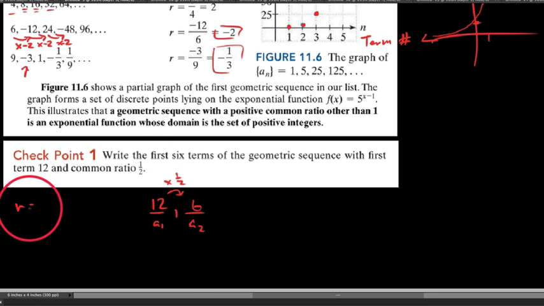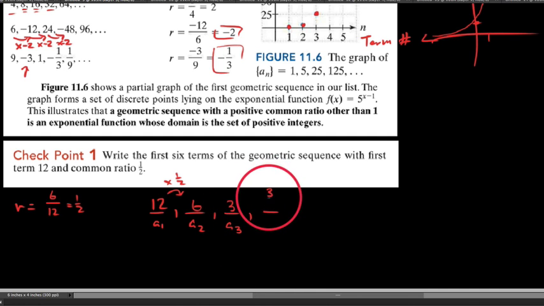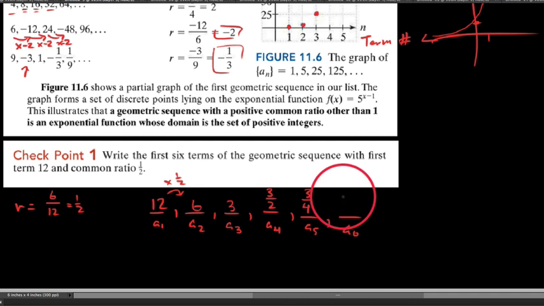Another good way to prove this is to take our 6 here and divide by the term before it: 6 over 12 would give us this half. Take this times a half, we would get 3, our third term here. Our fourth term would take that 3 times a half, we would get 3 halves. Now if we were to take 3 halves times a half, we would get 3/4, our fifth term, and then our sixth term in this geometric sequence would be 3/8, which is 3/4 times a half.